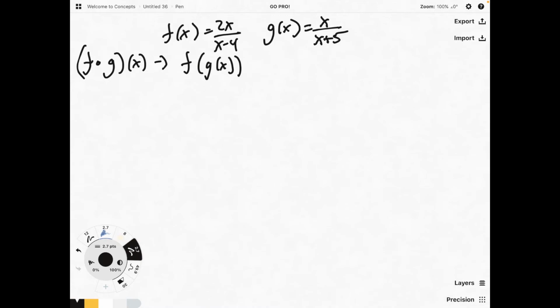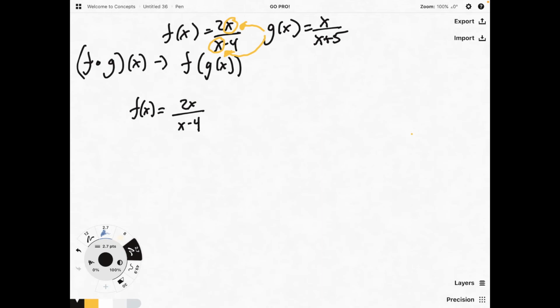With f of x, we see that we have an x here in the numerator, and we see that we have an x here in the denominator. The function g of x is going to replace each of those x's in f of x. And g of x is going to go here, and g of x is going to go here. Writing that out, we're looking at the function f of x, and that is 2x divided by x minus 4.